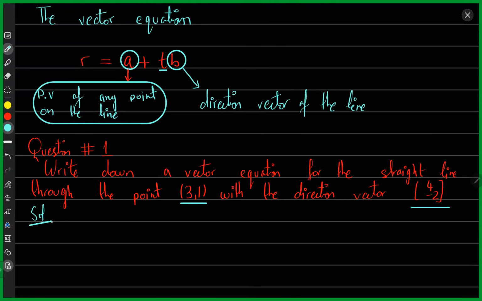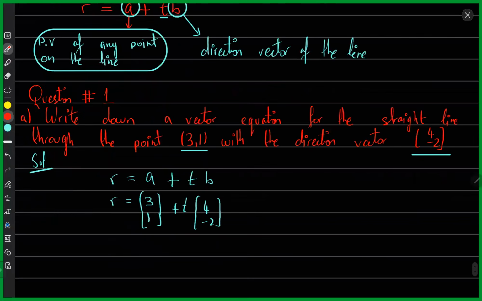So, solution. I know that the general form is R equals A plus TB. So T is going to stay T. I'm not going to do anything to this T. A is basically a point lying on the line plus T into the direction vector that's specifically mentioned as 4, -2. So I've just plugged in A and B, and these two were vectors. So this is how it's going to be, okay? All right. So this was the first part of the question. This was part A. Let's talk about the second part of the question.